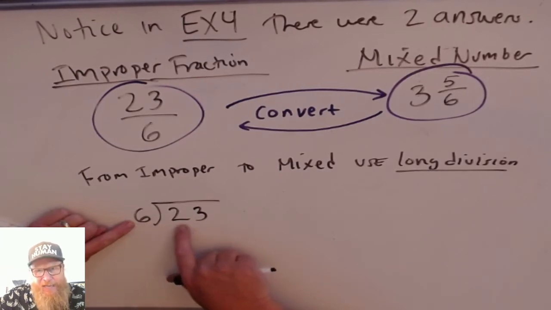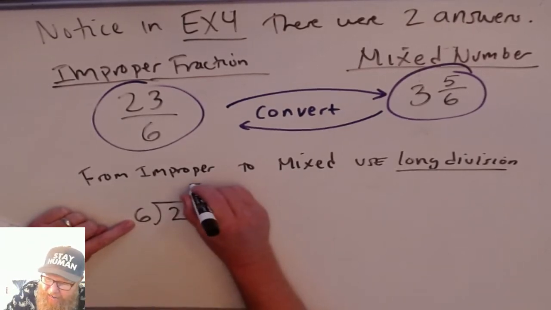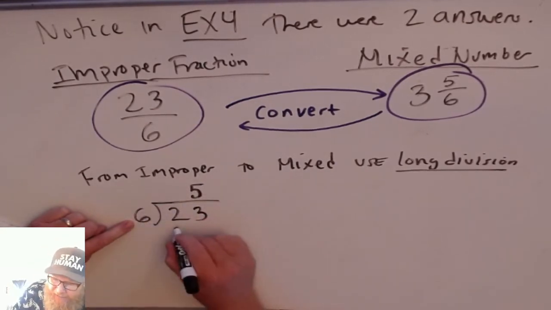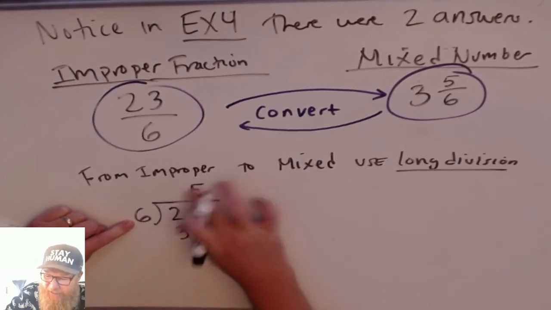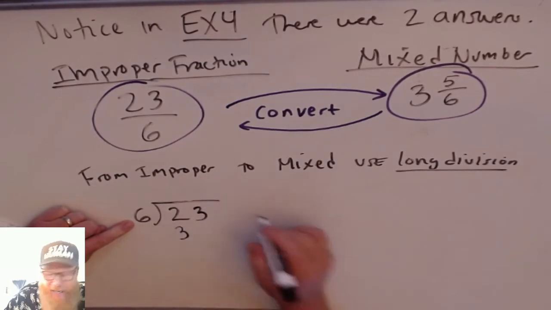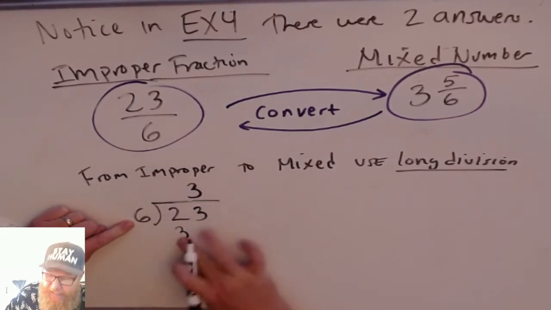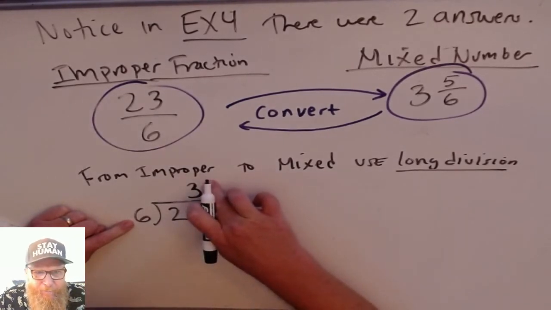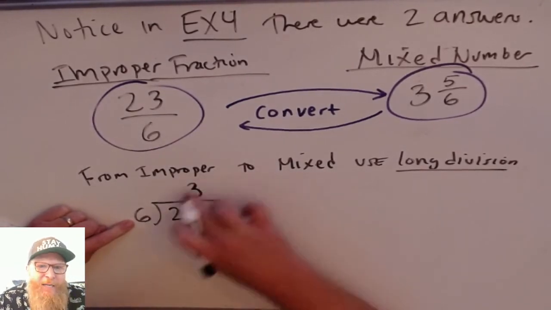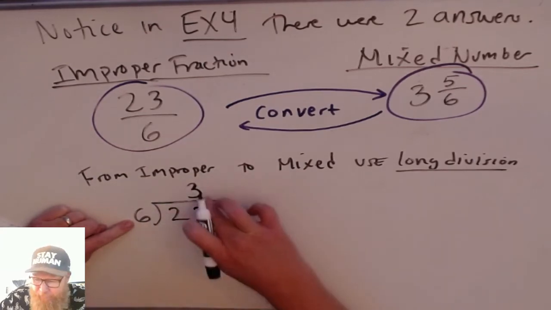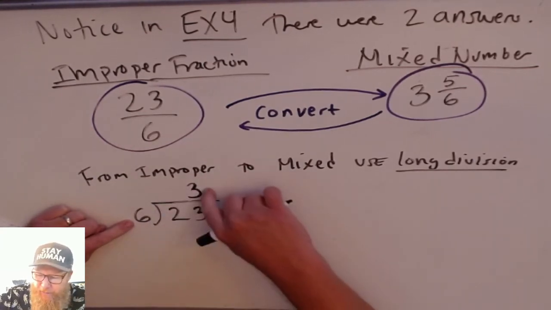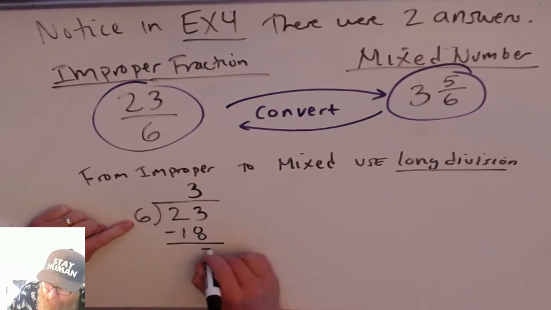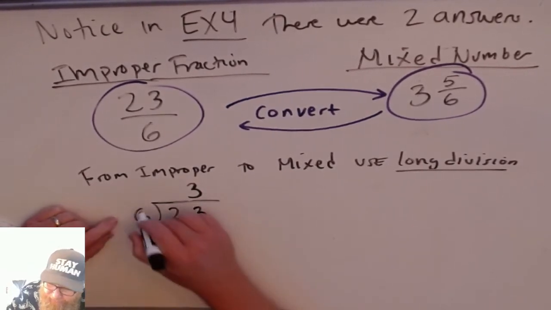All right, 6 goes into 23 5 times. 5 times 6 is... God, my brain is mush. 3 times. 6 goes into 23 3 times. I'm actually kind of glad I screwed up, because if you put 5, you're going to see it's too big. In fact, 4 is too big as well. 3 times 6 is 18. The remainder is 5.